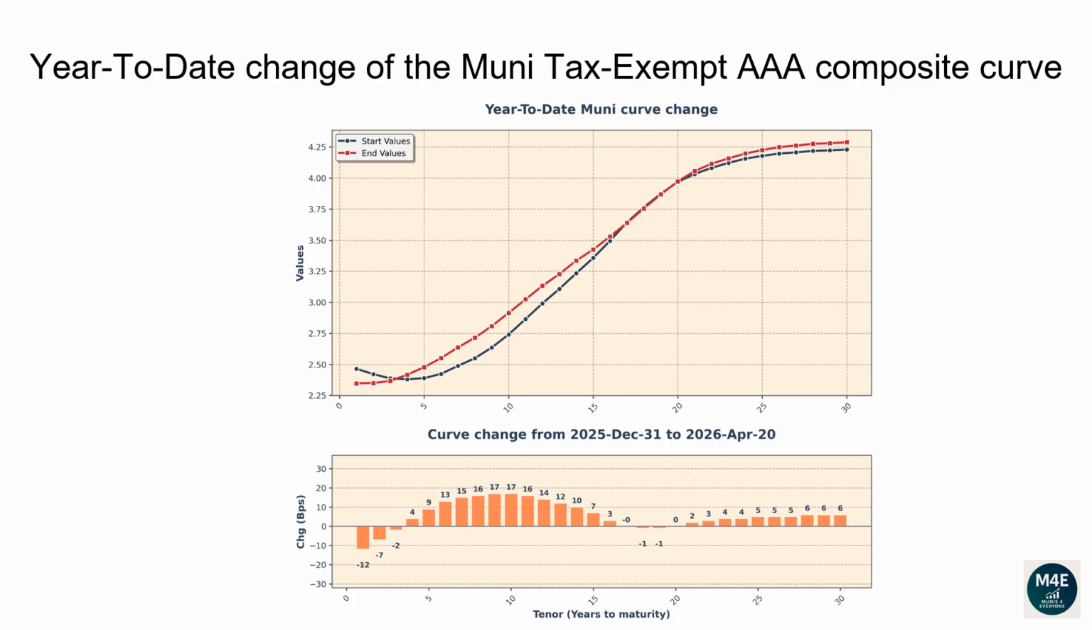The 1-year tenor changed -12 basis points. The 2-year tenor changed -7 basis points. The 5-year tenor changed 9 basis points. The 10-year tenor changed 17 basis points. The 20-year tenor changed 0 basis points. The 30-year tenor changed 6 basis points.